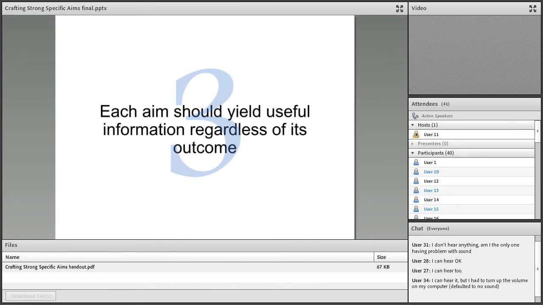Next, here's a tip from the Grant Application Writers Workbook by John Robertson et al., of grant writers' seminars and workshops. And again, these resources are listed on the handout, which you can download at the bottom of the screen. Each aim should yield important or useful information, even if its outcome isn't what you expect. For example, you may think that the phenomenon you're interested in is caused by molecule X, but if you find that molecule X isn't important after all, you want your project to still be a success.